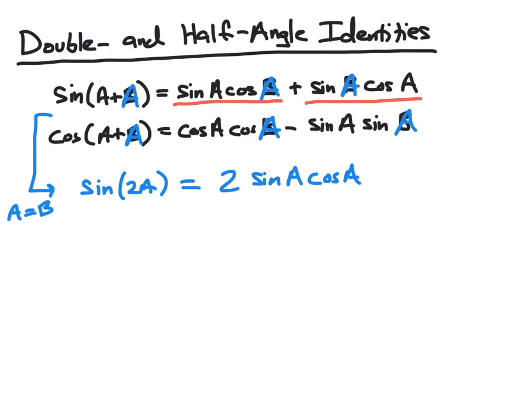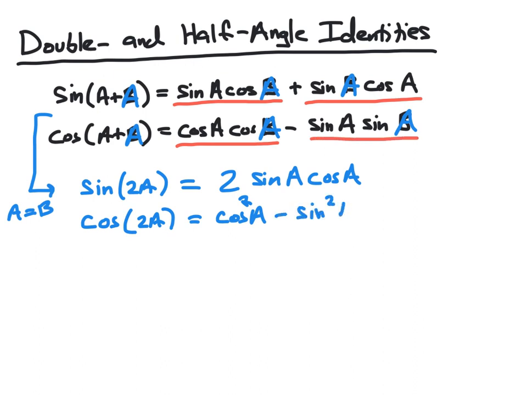In the second equation, we have cosine of a plus a, which is cosine of 2a. Here we have cosine of a times cosine of a, and that is cosine of a squared, or cosine squared of a. The other term that we subtract here is sine a times sine a, which is sine squared of a.